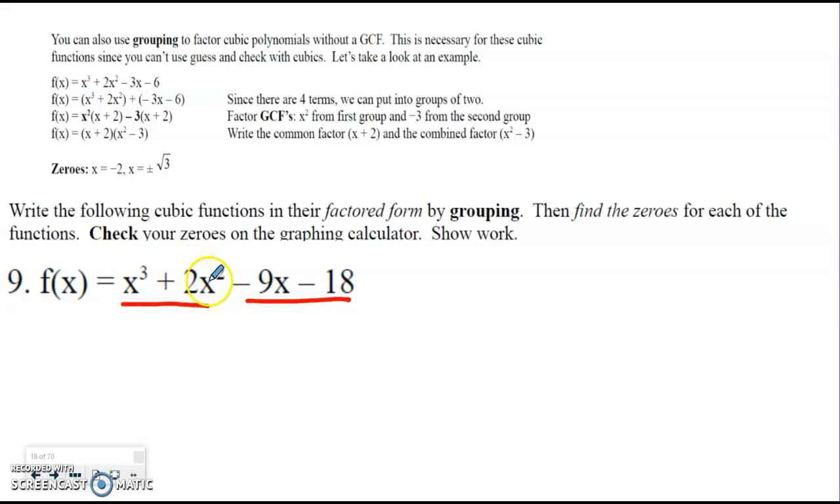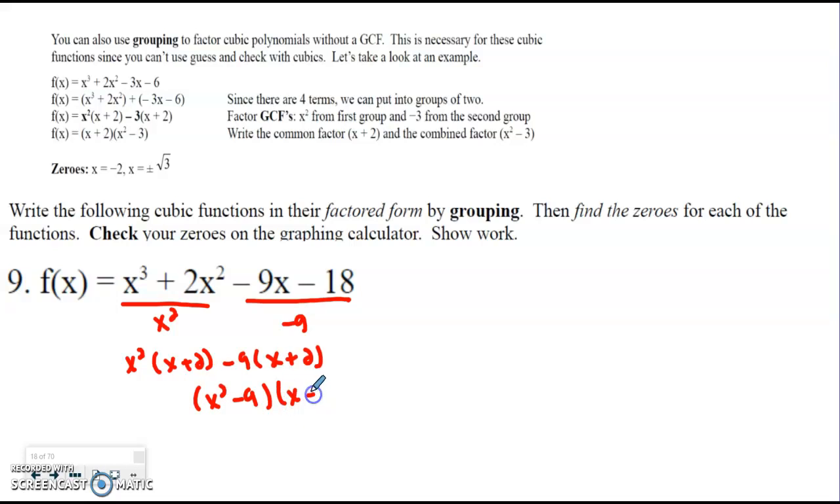I want to look at x cubed plus 2x squared and figure out what the greatest common factor is. That is x squared. So I have x squared times x plus 2. If I distribute x squared times x, I get x cubed. x squared times 2 gets me 2x squared. Now we're going to look at negative 9x minus 18. That is a minus 9 that goes into both of those. So I have minus 9 times x plus 2. So right now, your factored form would be x squared minus 9 times x plus 2.